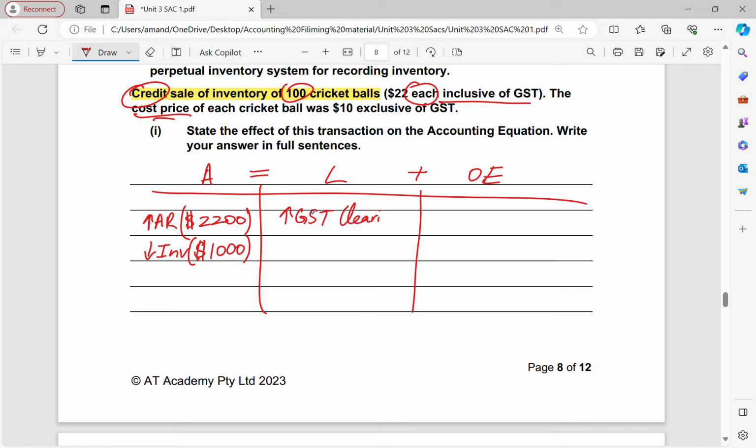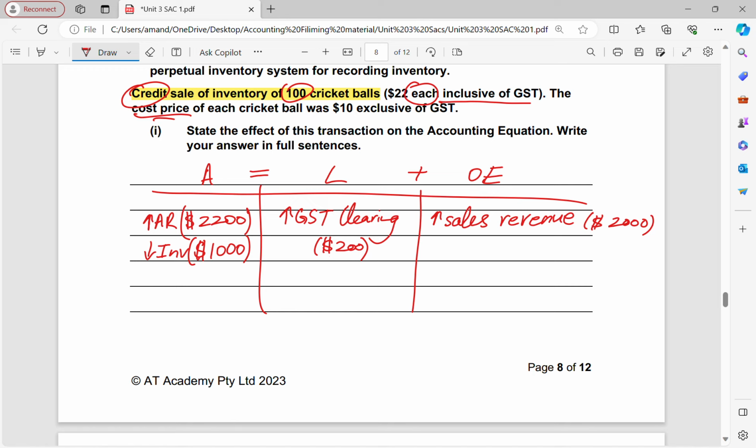Again, I made the same GST clearing. I'm just going to put it down here, $200, something like that, right? And then owner's equity is obviously the sales. Sales is revenue, not including GST, right? You can say sales revenue, you can say it's just sales, it doesn't really matter.